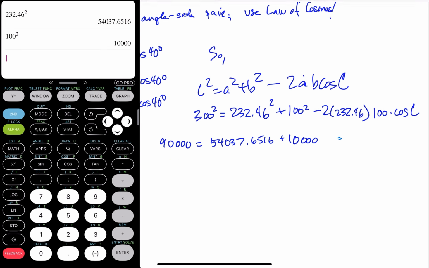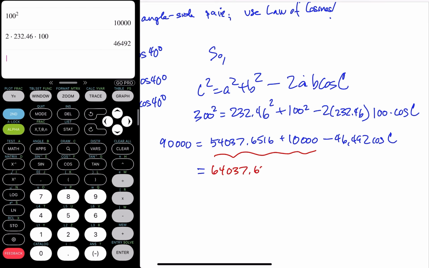Just a little bit. And if I take 2 times 232.46 times 100, it's going to be minus 46492 cosine of C. So now, just like before, we solve for the cosine of C. So if I add these numbers together, it's going to be 64,037.6516 minus 46492 cosine C.